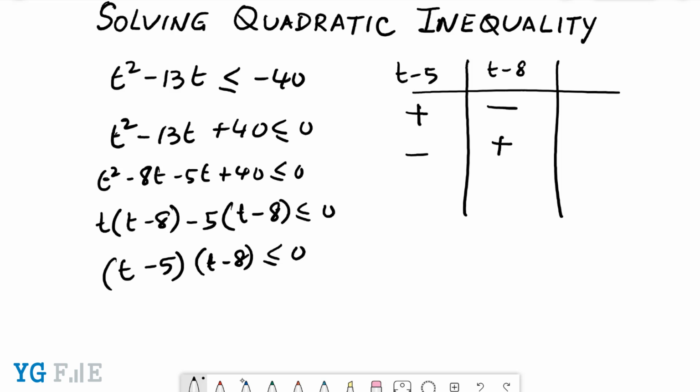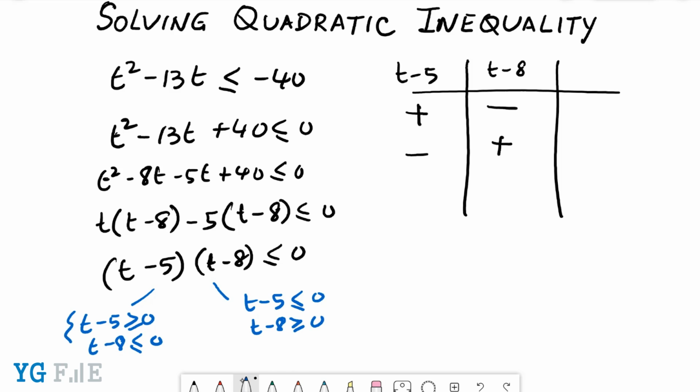For the first case, when t minus 5 is positive, t minus 5 is greater than 0 and t minus 8 should be less than 0, or we can actually write them with equality because it has an equal to sign. Similarly, the second condition will be when t minus 5 is less than or equal to 0 and t minus 8 is greater than or equal to 0. So these are the two pairs of inequalities we need to solve to find all the values of t satisfying this inequality.